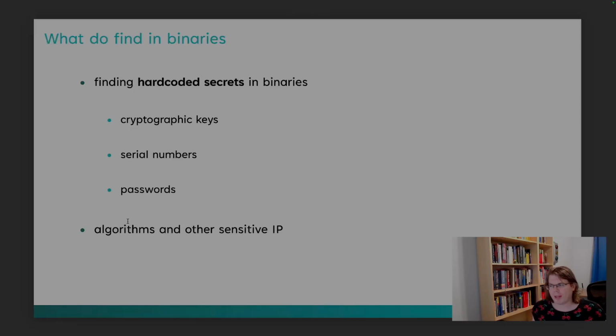So what can we typically find in such binaries? We can typically find hard-coded secrets, like cryptographic keys, serial numbers, passwords, network addresses, but we can also find more sensitive data, like secret algorithms that have been developed after years of research, or machine learning models, and so on. So basically everything which can be considered private and that companies don't want to share easily with other participants.